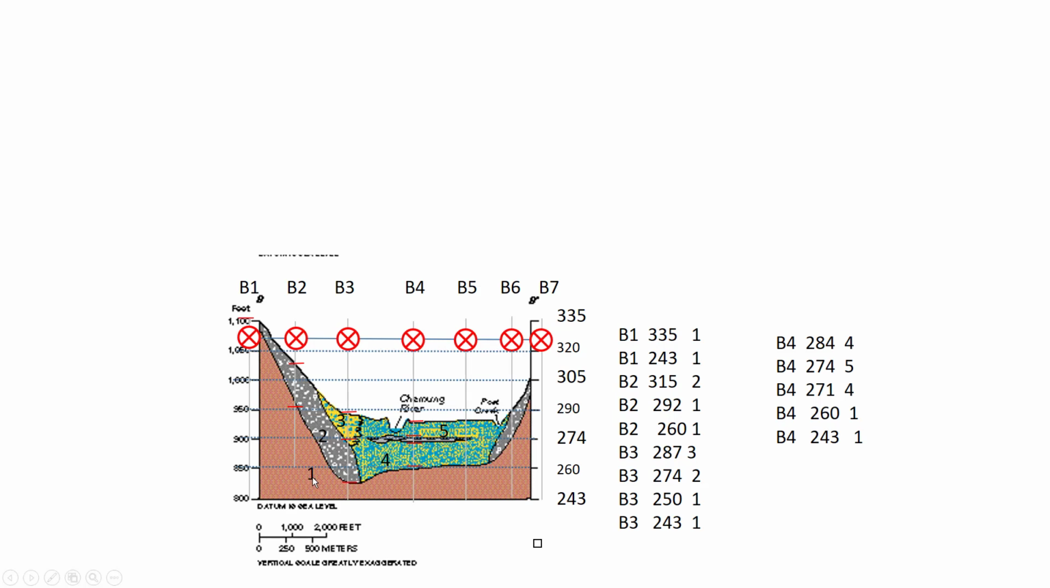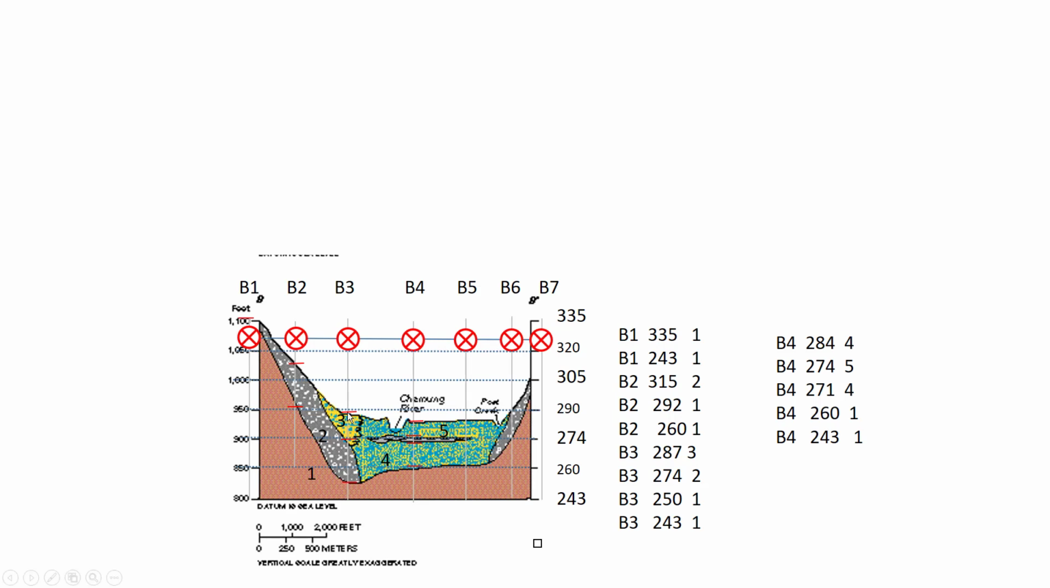And what I've done is gone in and see these numbers here. These are numbers that correspond to the different lithologies that are observed in the cross section. So B2 at 315, that's that contact right there, and underneath it is unit 2. And then here's the contact at 292, and under it is unit 1. Then I said this borehole goes down to an elevation of 260. So it stops right there. And at 260, the unit there is unit 1.